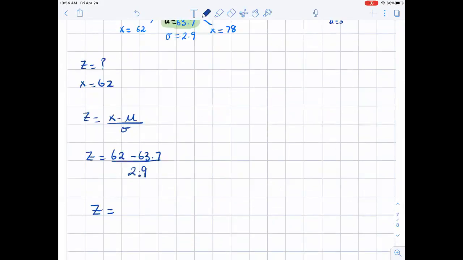So it's negative 0.59. If we try this now, 62 minus 63.7 gives me negative 1.7 over 2.9. Divide that by 2.9, and now you get a long decimal number.